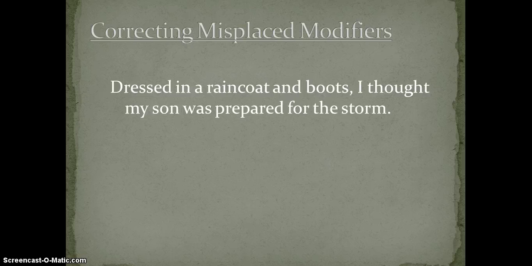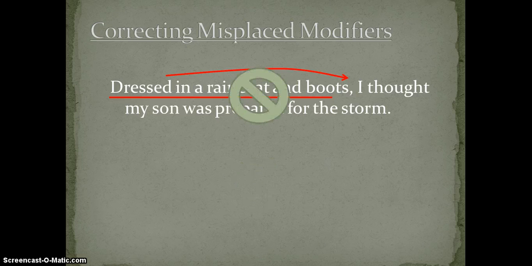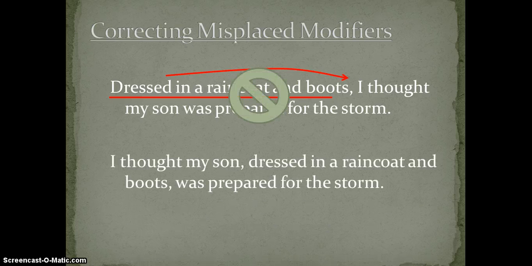Another example: "Dressed in a raincoat and boots, I thought my son was prepared for the storm." So once again, we have our modifier, dressed in a raincoat and boots. Who or what was dressed in it? I was. Well, if I am dressed in a raincoat and boots, why is my son prepared for the storm? So that is incorrect. To correct it, we would have to change it to "I thought my son, dressed in a raincoat and boots, was prepared for the storm."